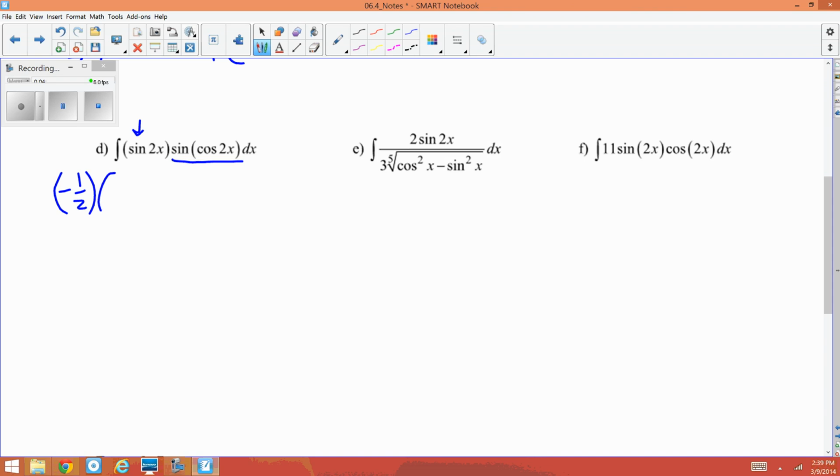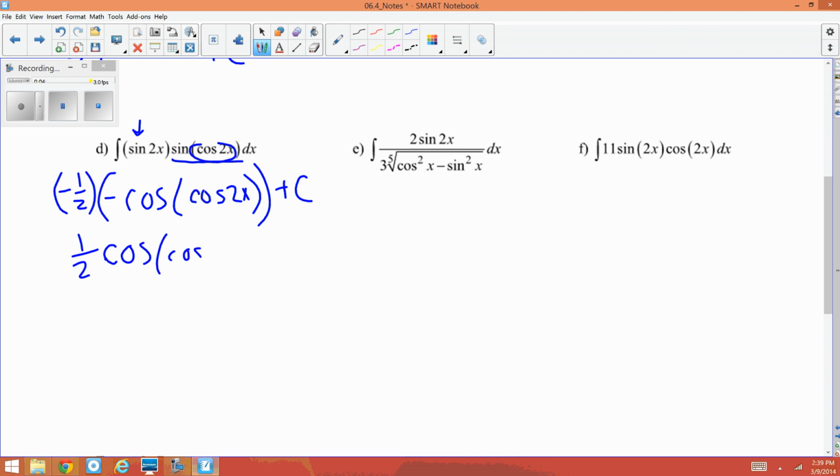Now, our main function here is sine of this. So we have, what's the antiderivative of sine? That would be negative cosine of this, cosine of 2x plus c. If you feel like rewriting it, you could do it this way, cosine of 2x. There we go, plus c.